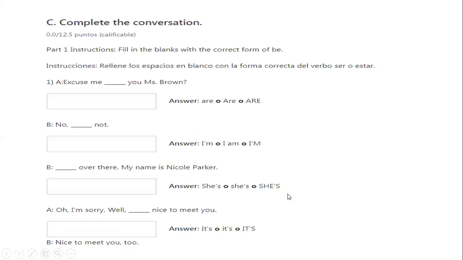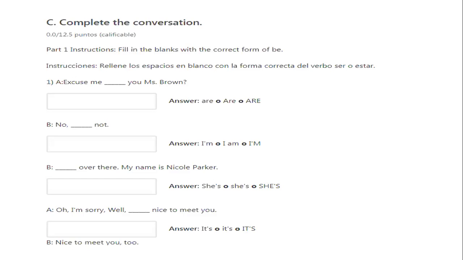Okay. The letter C of the exam, it's about filling the blanks with the correct form of B. En este caso, estábamos hablando de rellenar con la forma correcta del verb to be. Ya sabemos que para el subject pronoun I, the right form is am. For he, she, it is is. For you and we and they is are.